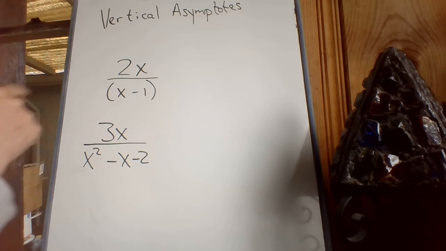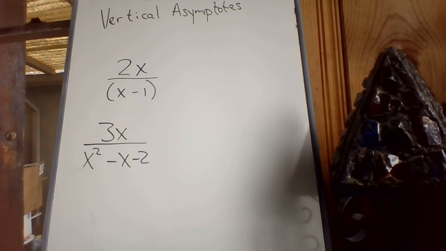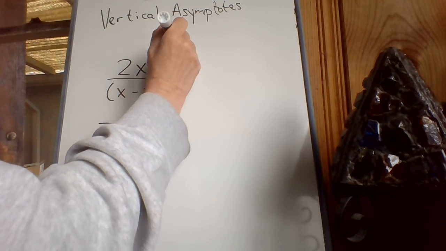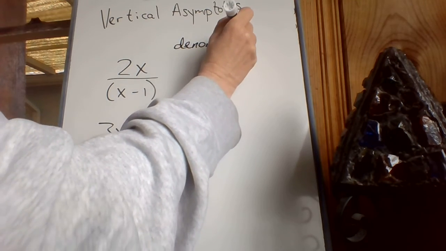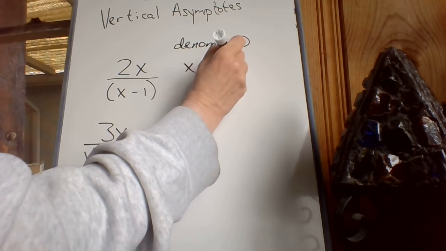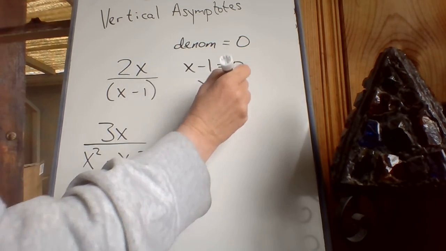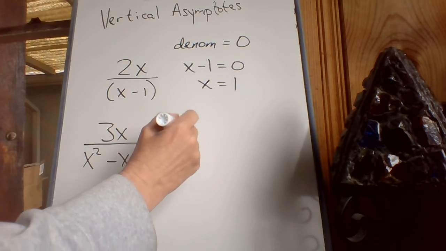You can't divide by 0. And that's where the asymptotes are, right where you can't divide by 0. So the way to find vertical asymptotes is to set the denominator equal to 0. Anytime you see the words vertical asymptote, that's how to do it. Set the denominator equal to 0. x minus 1 equals 0. x equals 1. Or if this is it, I have to set that denominator equal to 0.